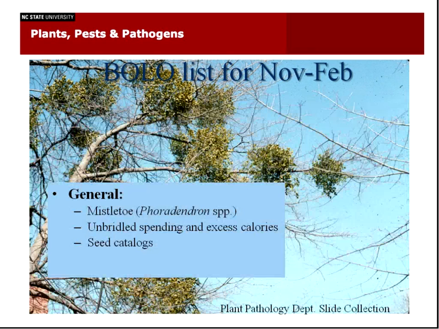Things to watch out for in general in this time period we're coming up to. Mistletoe will be evident for different species on our oaks and other trees. Maples could even form trunk growths or grow out of the main stem of red maples. And you may see some of this Phoradendron species growing from doorways in the holiday season, in which case you want to use good judgment about with whom you are standing beneath that doorway. You also want to keep an eye out for unbridled spending and excess calories in the months ahead, and for the seed catalogs coming in the mail to you late this winter.